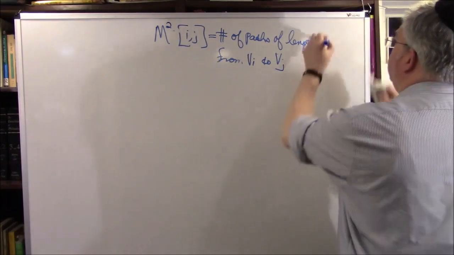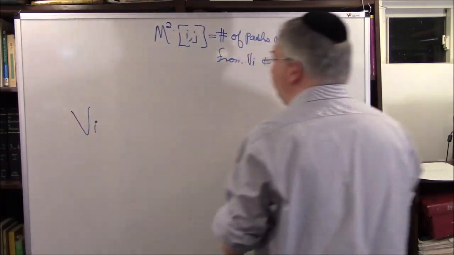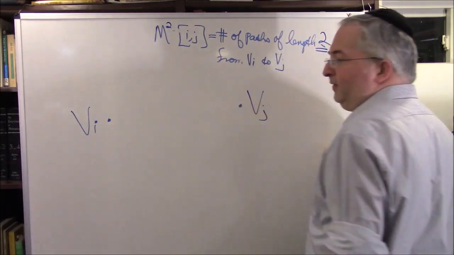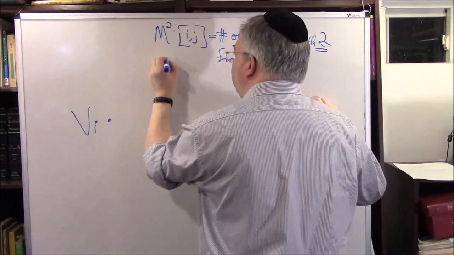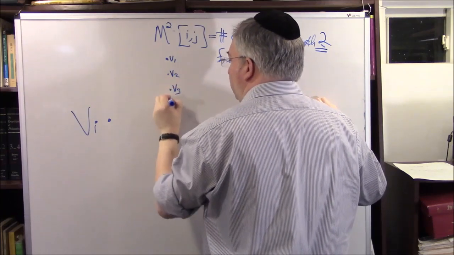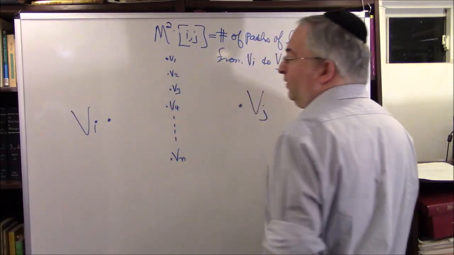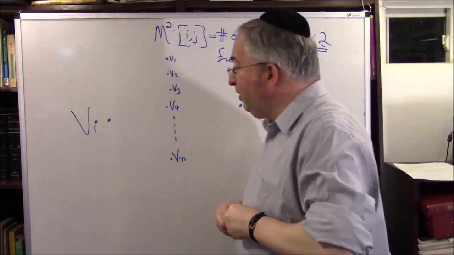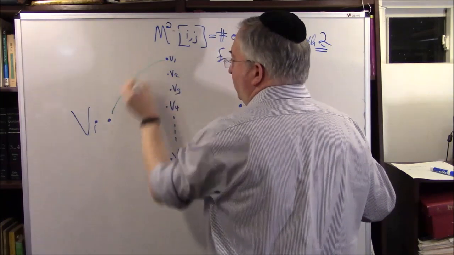So, erase. I can erase, you have to recopy. It goes as follows. I want to go from Vi, here's vertex Vi, to Vj, here's vertex Vj. And I want to do it in steps of 2. So here's the possibility. This is vertex 1, this is vertex 2, this is vertex 3, this is vertex 4, dot, dot, dot, this is vertex n. And I ask the following question: how many paths are there of length 2 from this guy to this guy? The answer is very simple. Look at how many paths there are here.